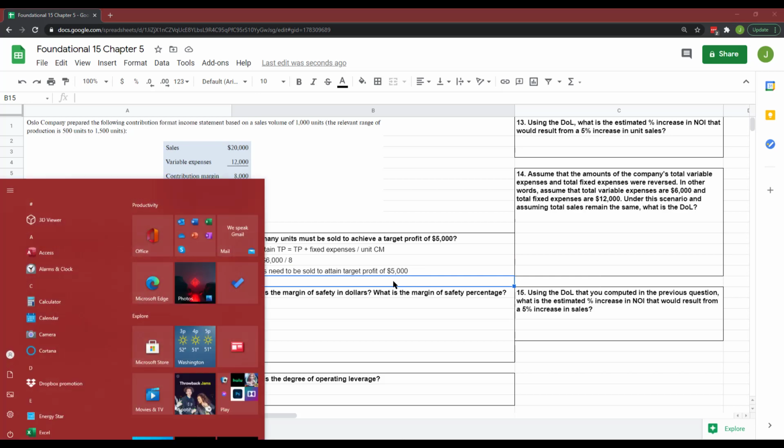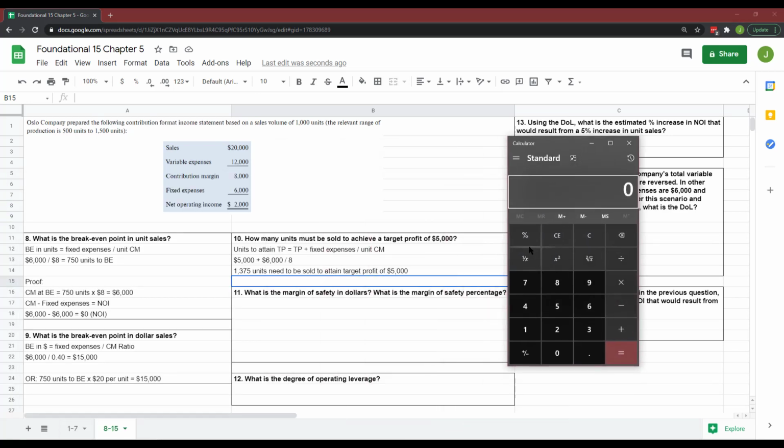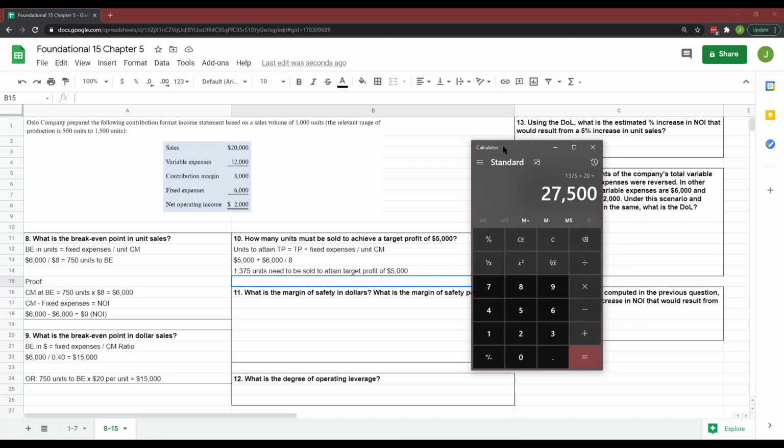Okay, so we can take out our calculator here and see what that would be in dollar sales. So if you need to sell 1,375 units to attain a profit of $5,000, well, we know we sell each of them for $20. So in other words, we can say we need to generate sales of $27,500 in order to attain a target profit of $5,000. So let's prove that that would actually be the case.